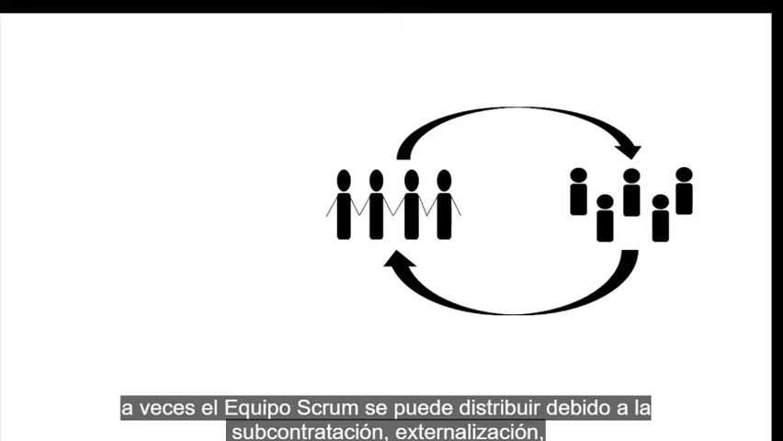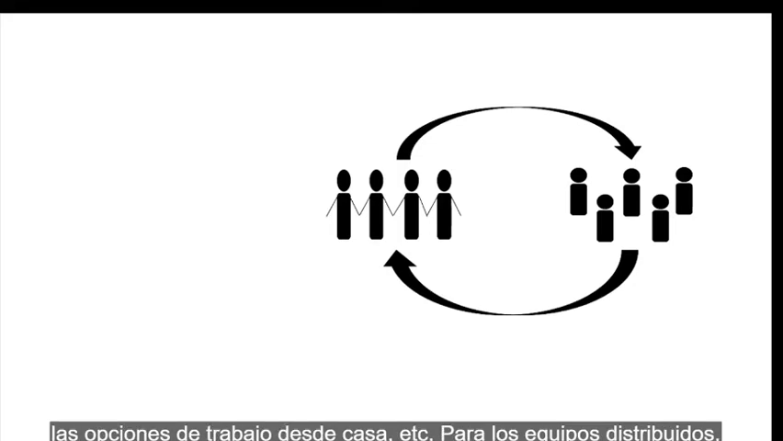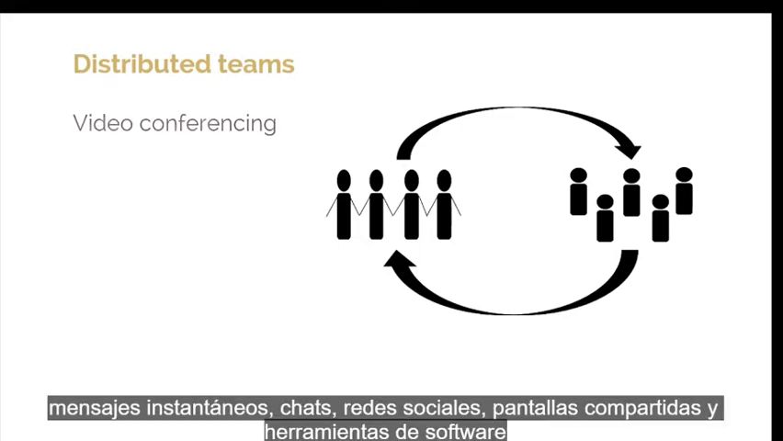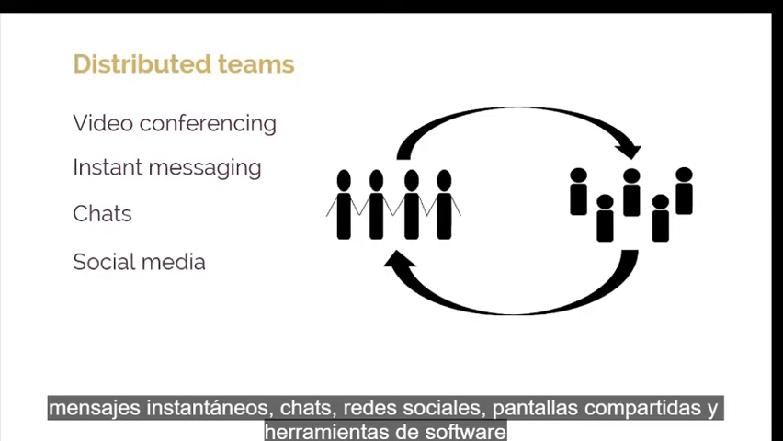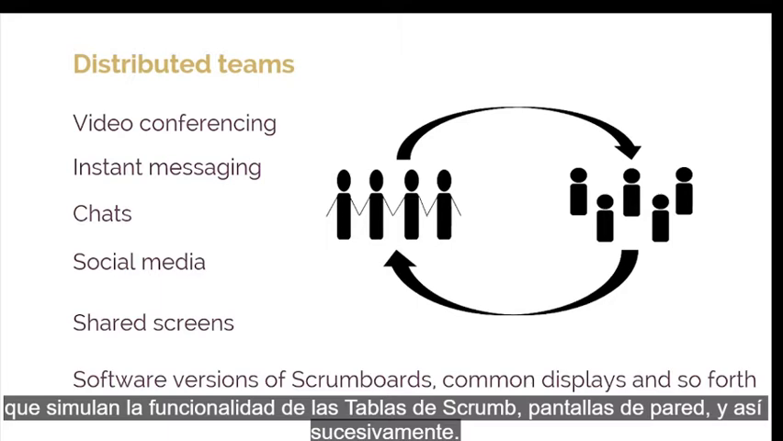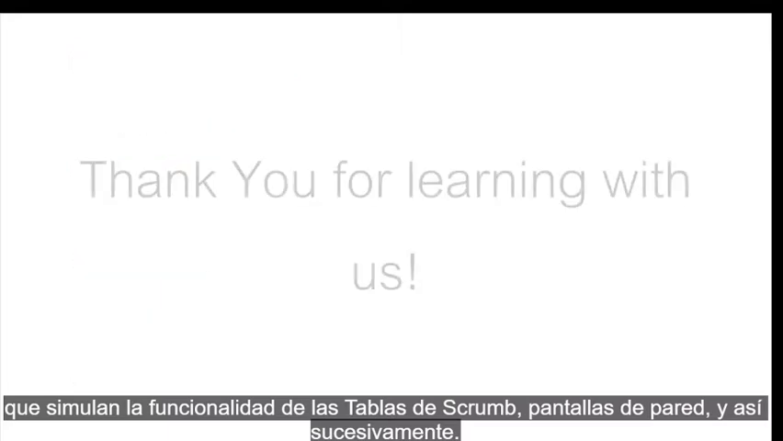Although co-located teams are preferred, at times the Scrum team may be distributed due to outsourcing, offshoring, work-from-home options, and so forth. For distributed teams, some tools that could be used for effective collaboration include video conferencing, instant messaging, chats, social media, shared screens, and software tools which simulate the functionality of Scrum boards, wall displays, and so on.